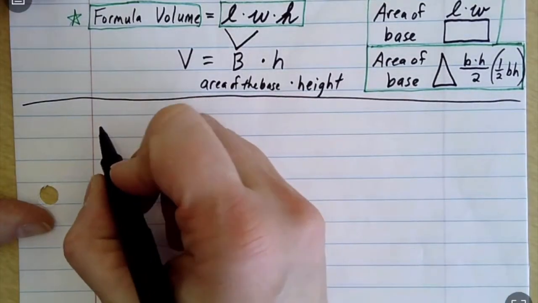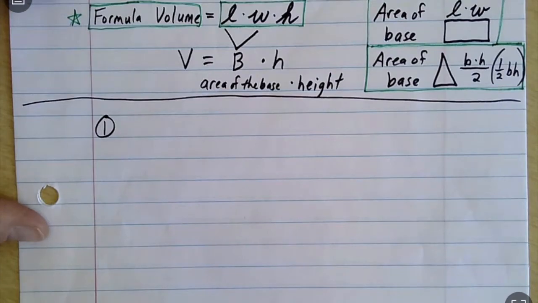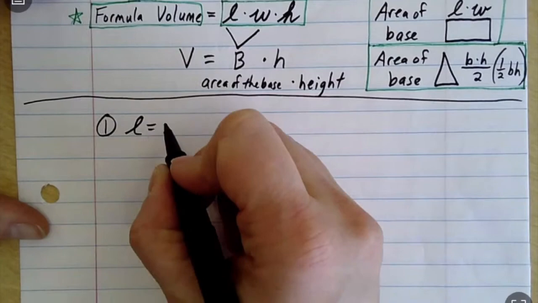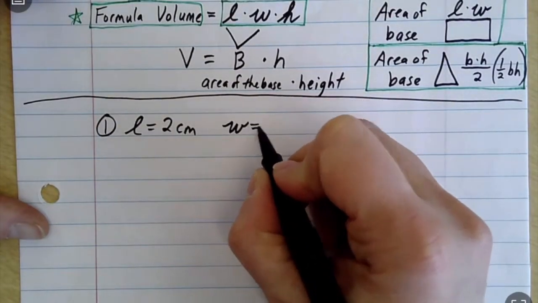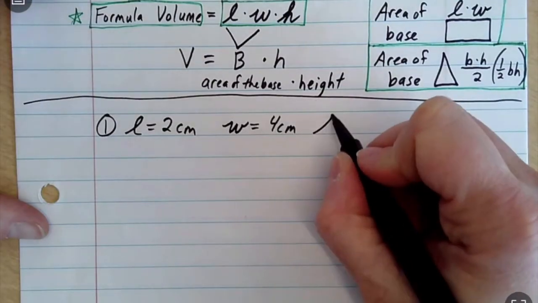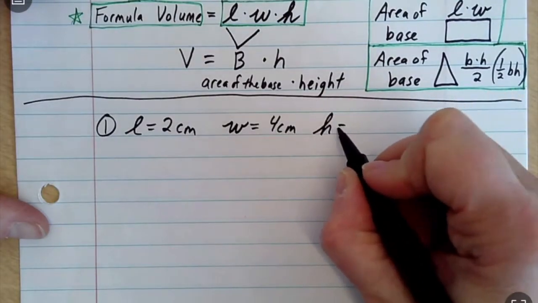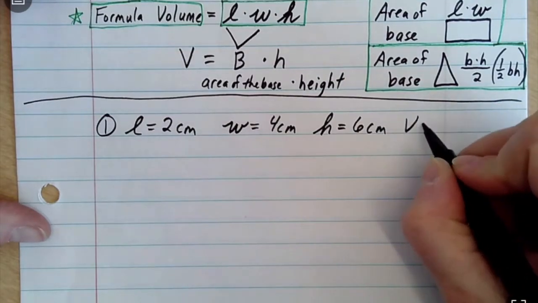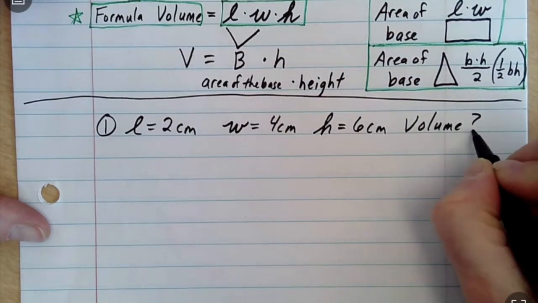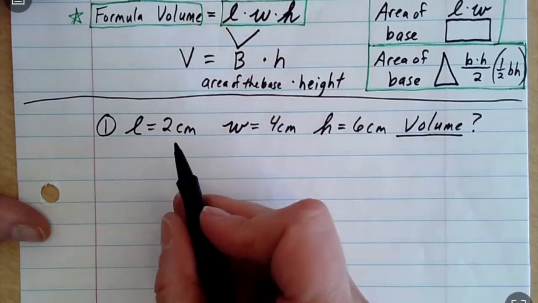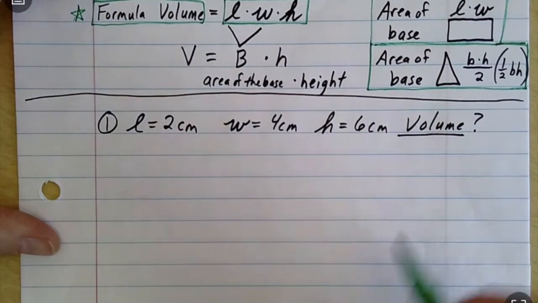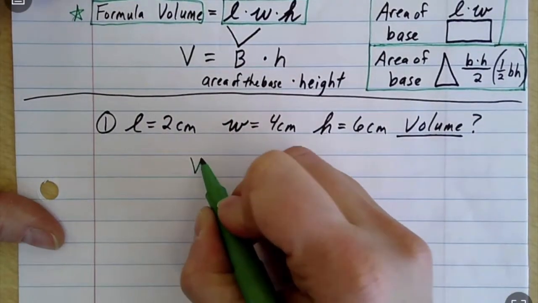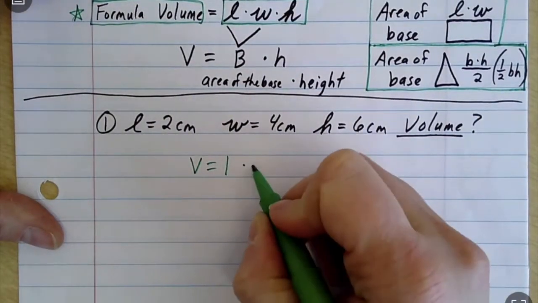This example 1, I've got the L, which obviously stands for length, is going to equal 2 centimeters. The W equals 4 centimeters, and the height equals 6 centimeters. And the question is, obviously, what is the volume? So you need to know what to do with these numbers, 2, 4, and 6. Well, when they have a length, width, and height, and they're asking for volume, remember our formula is volume equals length times width times height.